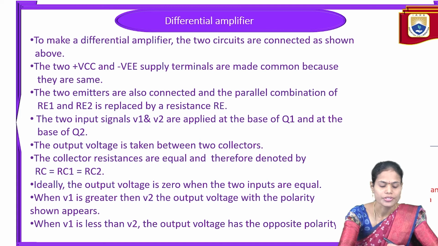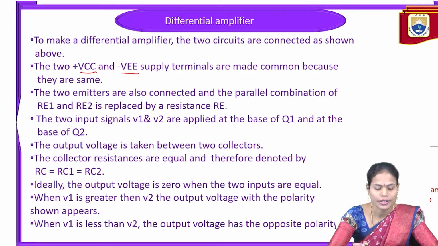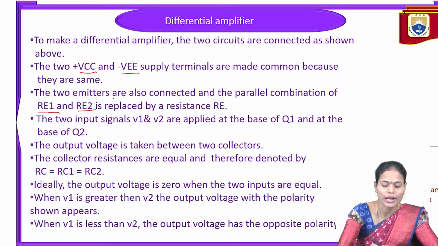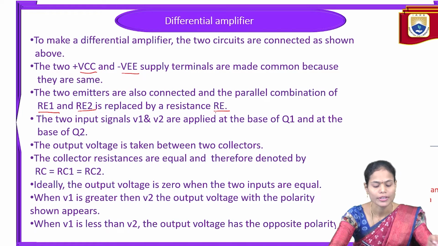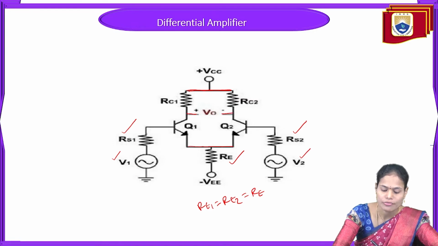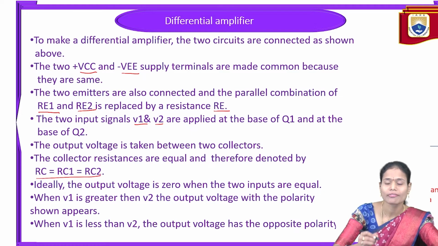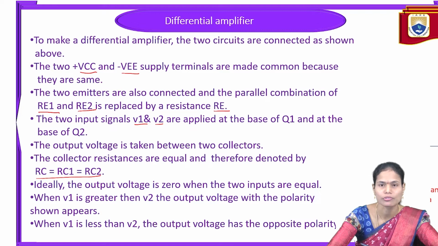So here two supply voltages VCC and VE are connected common because those two supply voltages are the same. And the two emitter terminals we have connected as a parallel combination of RE1 and RE2 and replaced it with a single resistance RE. And the two input signals V1 and V2 are applied to the bases of the two transistors Q1 and Q2. And the output voltage we are taking between the two collectors here. Okay, and the collector resistances are also equal, so that's why we can replace them with RC1 equal to RC2 equal to RC.